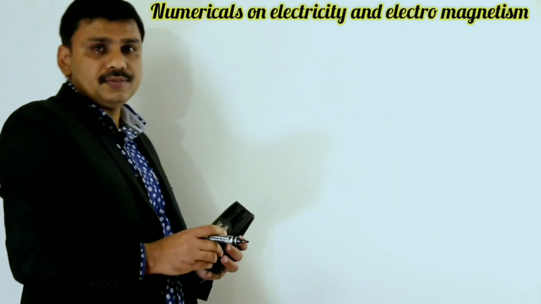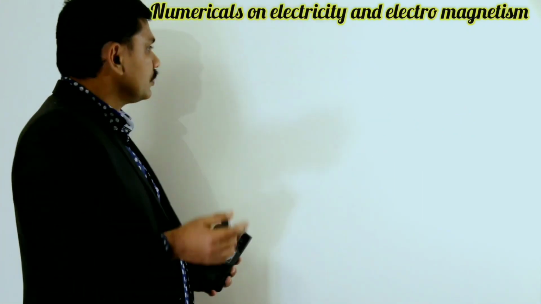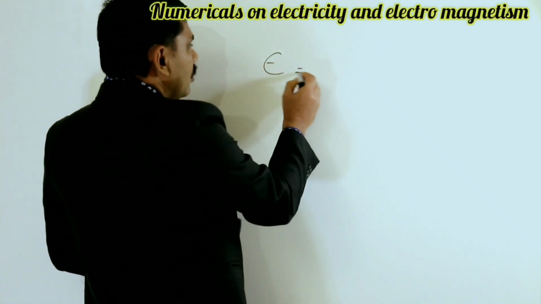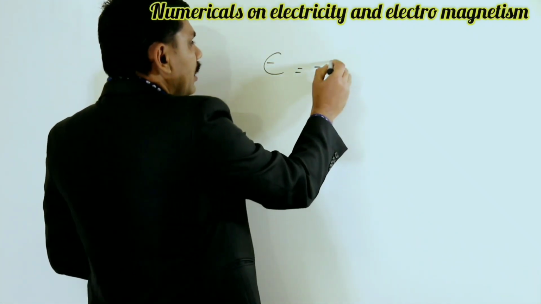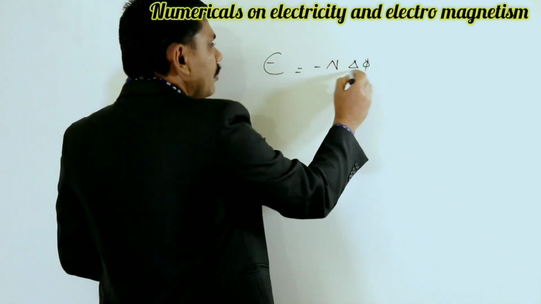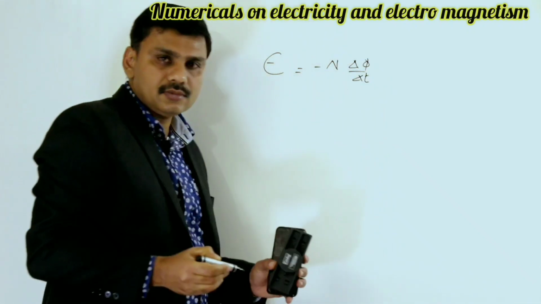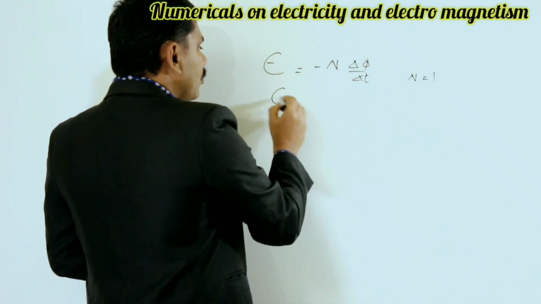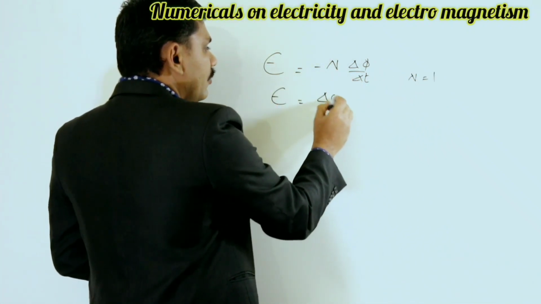Another thing from electromagnetism, finding the induced EMF. What is the equation for that? Epsilon equal to minus n delta phi divided by delta t. N normally will be 1. There is no need of putting minus, so delta phi divided by delta t.